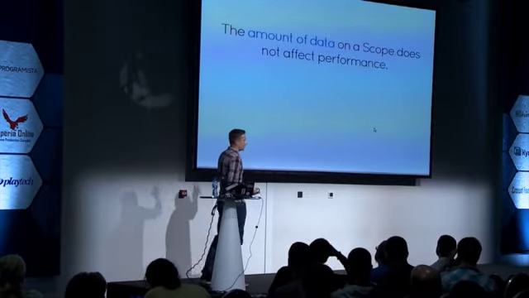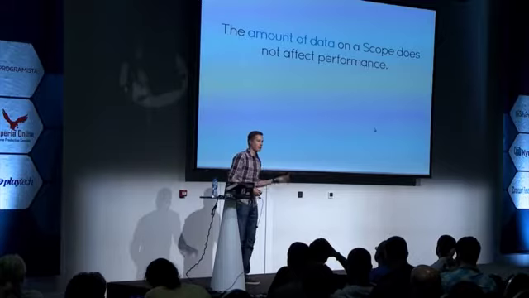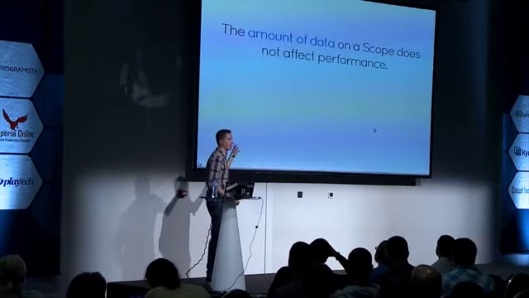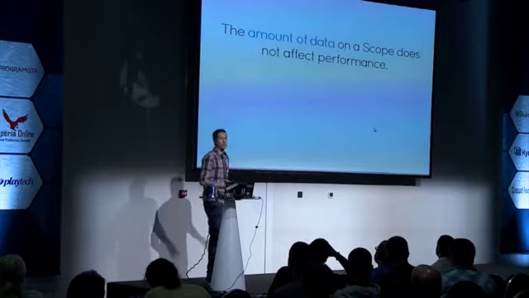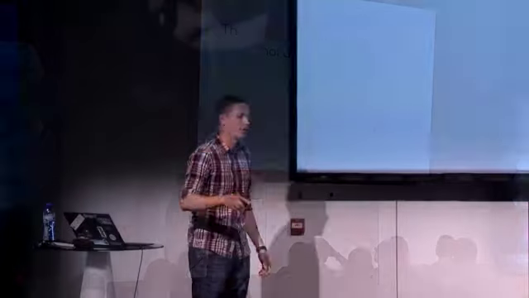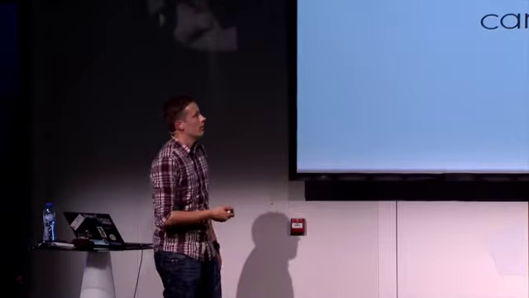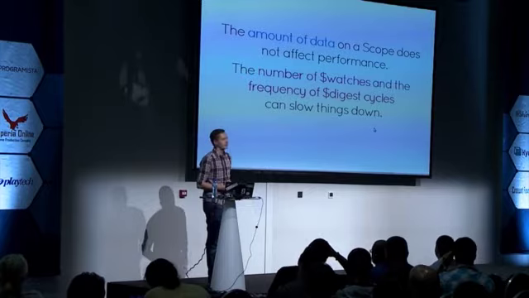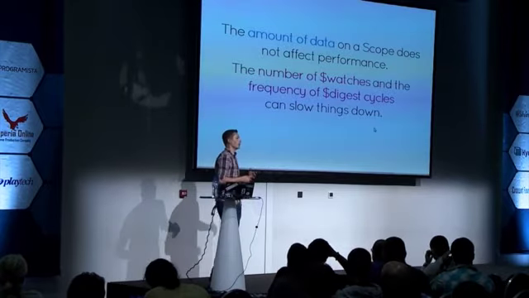Sometimes I hear people say that you shouldn't put that much data on a scope, but that doesn't really matter, because as we have seen, scope is just a plain old JavaScript object. If you put data in it, it's the same as if you keep it in some other variable. It doesn't matter. But the thing you have to keep an eye out for is the number of watches you have and the frequency that your application is running the digest cycles, because those things can really add up to make your applications slow.